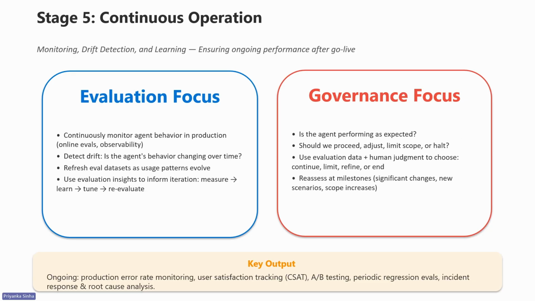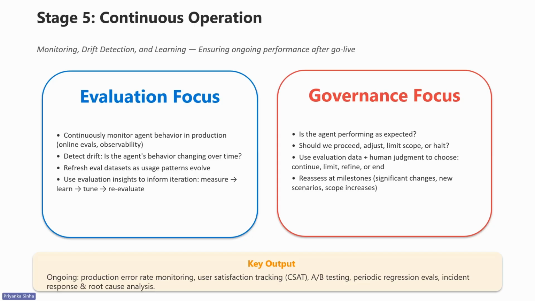Now, stage five is the operate phase, and this is where agents diverge most dramatically from traditional D365 implementation. With traditional software, you go live, stabilize, and move into maintenance. However, with agents, go-live is just the beginning of a continuous evaluation cycle. The governance question is straightforward but ongoing. Is the agent performing as expected? And based on what you observe, should you proceed as is? Should you adjust, limit scope, or, let's say, halt entirely?